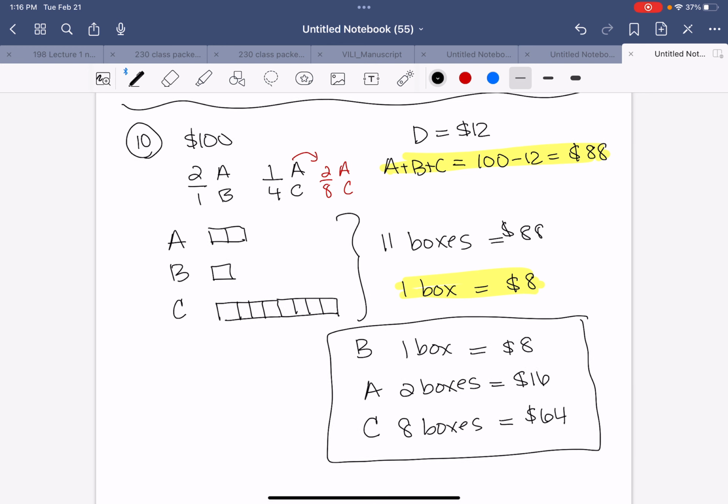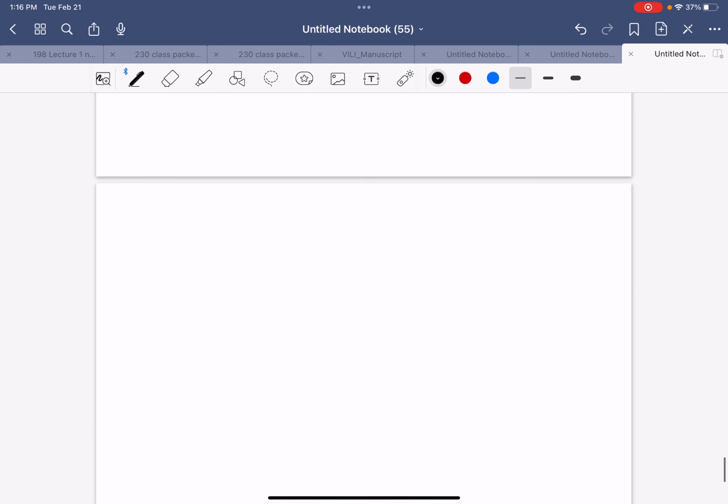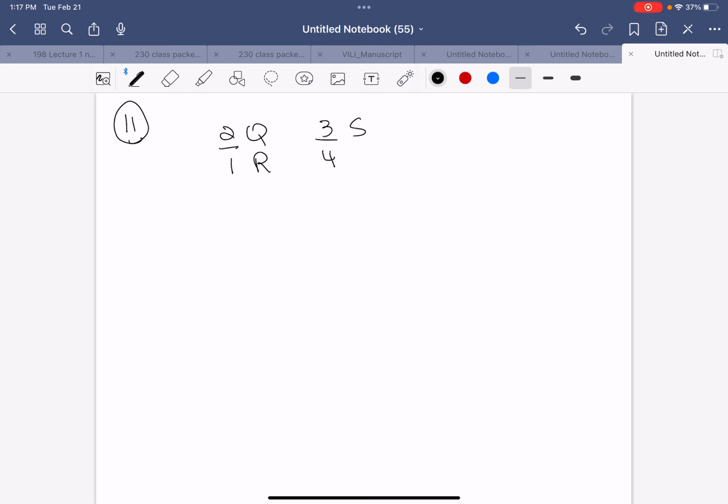All right, number 11 is next. Quinn, Rhonda, and Sue share 3/4 of a whole pizza. Quinn was hungrier than Rhonda and ate twice as much as Rhonda. So twice as much is 2 to 1, Quinn to Rhonda. Sue ate 3/4 as much as Rhonda. So 3/4 is Sue to Rhonda.